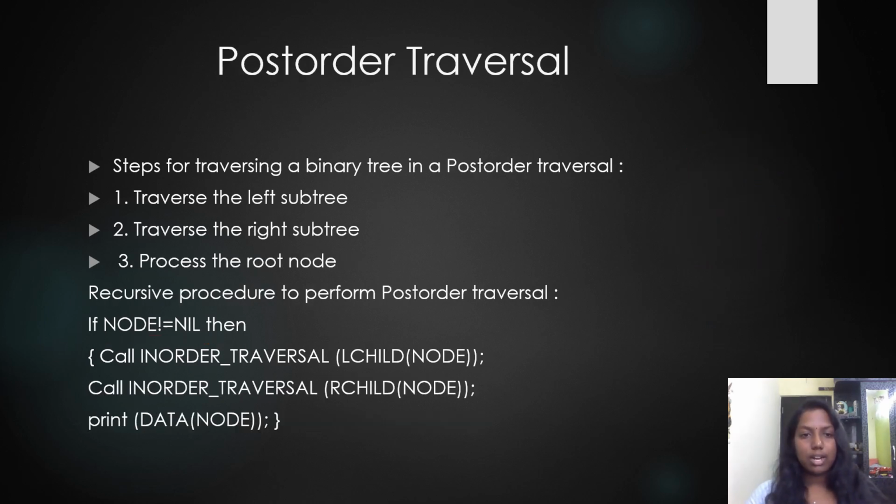Now, for post-order traversal, we have to traverse the left subtree. Again, let's take a tree. So this goes first left, then this right, then the root. So here it is left, right, root. Since we traverse the left subtree, we call the traversal of the left child, and then the right child, and then the data of the node.